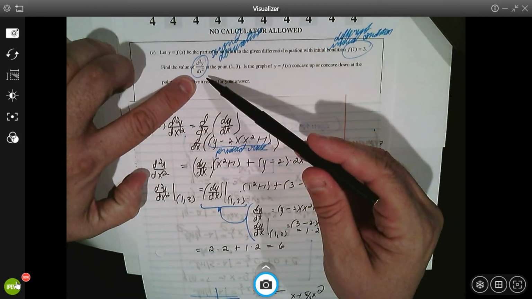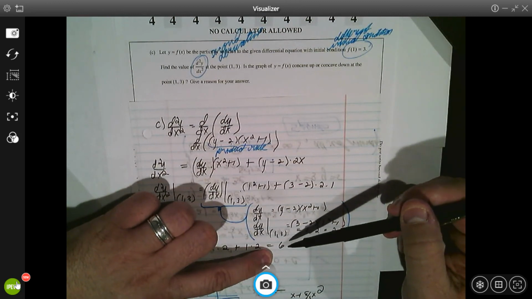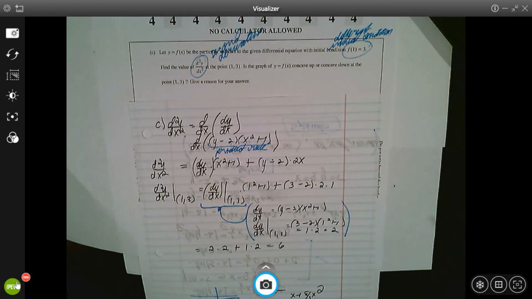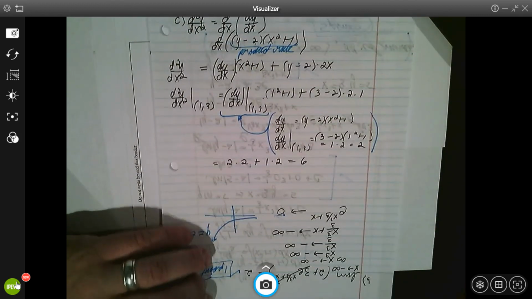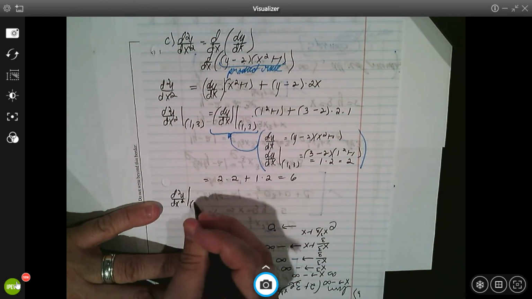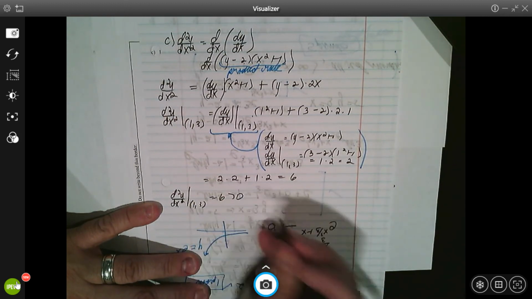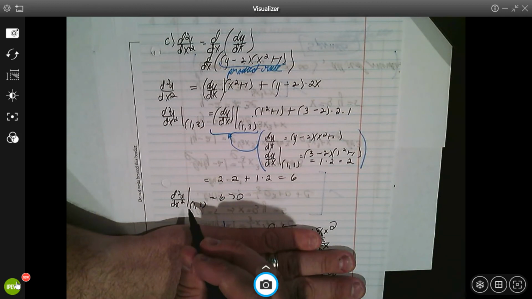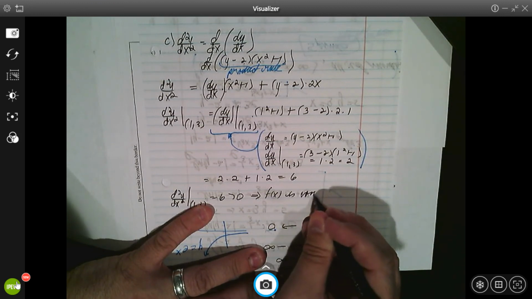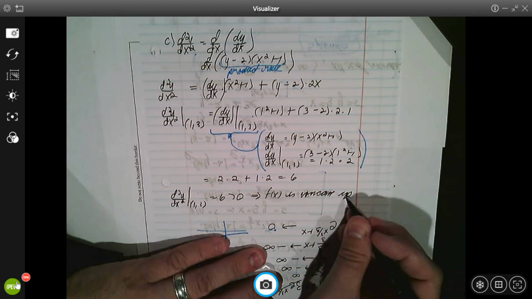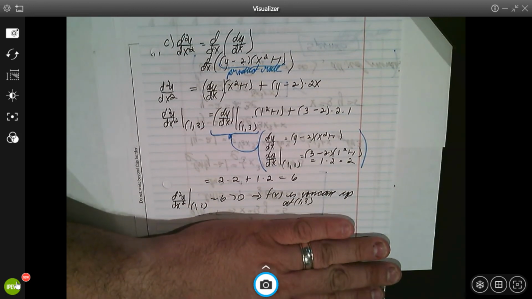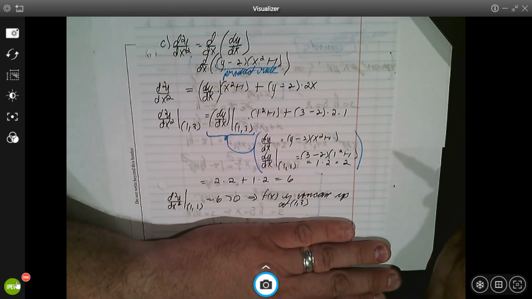Find the value of d squared y dx squared at 1 comma 3. That's what this is. And then determine is the graph of f concave up or concave down at 1 comma 3. Well, how are we going to do that? Remember, we know that d squared y dx squared at 1 comma 3 is 6, and that's a positive number. Since your second derivative is positive, this means that f of x is concave up. Now be specific. Where's the graph concave up? It's concave up at 1 comma 3. That's it. That's part C.